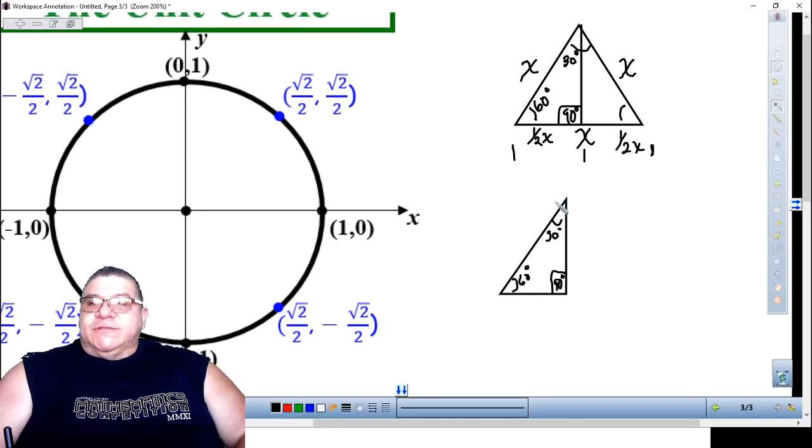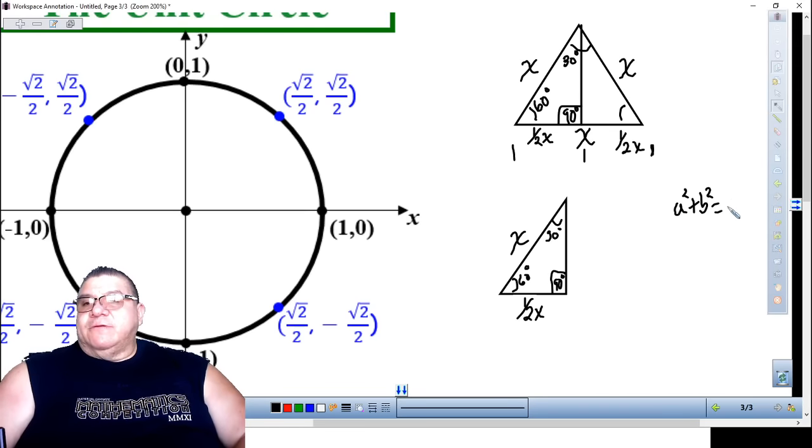So do we know what this side measures? Yeah, that side measures x. Do we know what this side measures? Yeah, that side measures 1/2 x. And do we know what this side measures? No, we don't. So that means we need to figure out this side. So what do we know? If we were to use a squared plus b squared equals c squared.